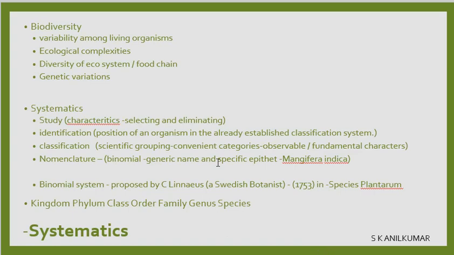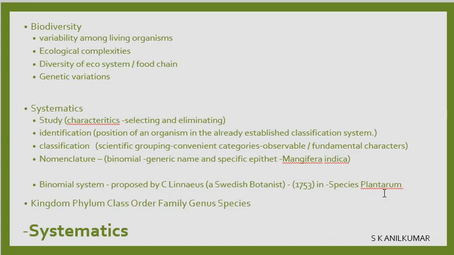Systematics is a study of the characteristics, that is, selecting and eliminating. Systematics is studying living organisms by looking at their characteristics, that is, selecting certain ones into a particular group for study and eliminating certain things into another group not to be studied at the moment. And then identification: how? By the position of an organism on an established pattern or classification system. Just like for elements we have a periodic table, we have a classification system as to which kingdom, phylum, or group an organism falls into.